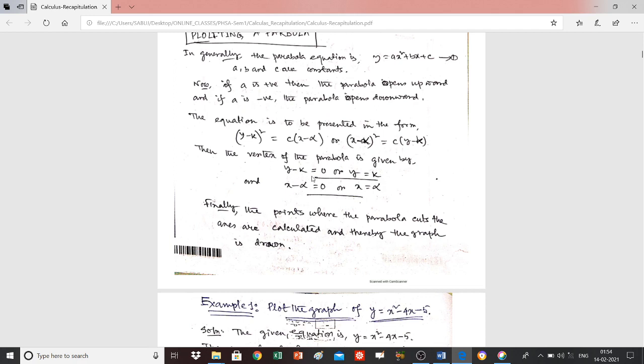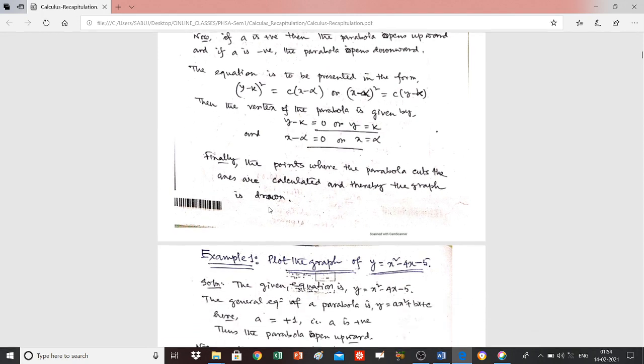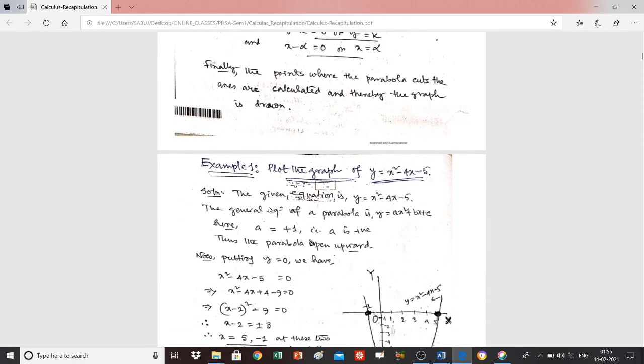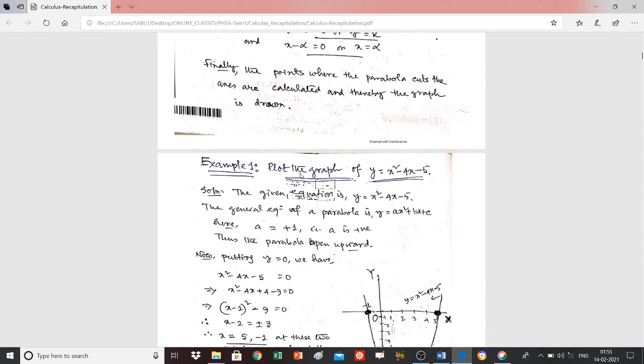But just equate this to 0 and this to 0. From here you can find out the value of k and alpha, which are the vertex of the parabola. And this will be very clear from the example that is discussed here. So number one example is: plot the graph y is equal to x square minus 4x minus 5.